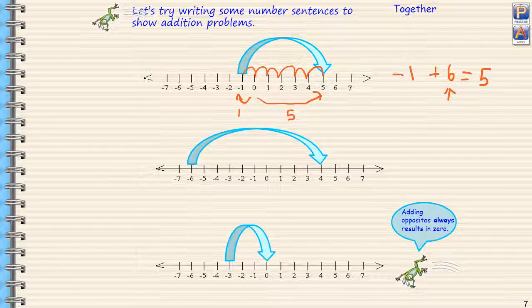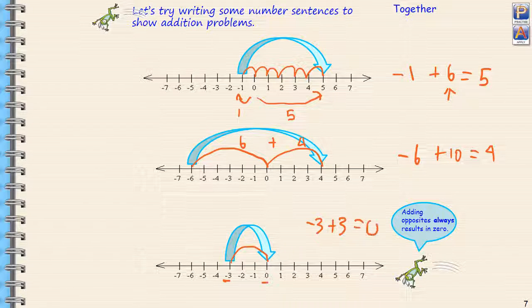All right, next one, we're starting at -6. So from -6 to 0 is 6 steps. From 0 to 4 is another 4 steps. 6 plus 4 is 10. And we ended up at +4. All right, and the last one, we start at -3. We end up at 0. There's 3 steps in there. So -3 plus 3 equals 0.